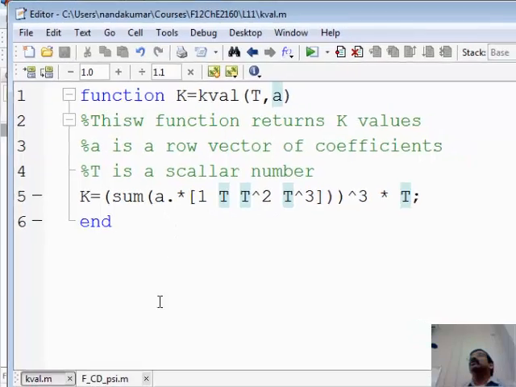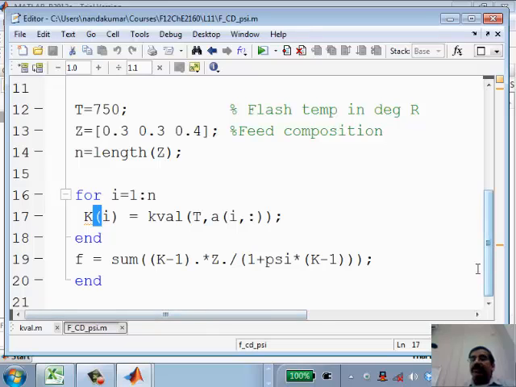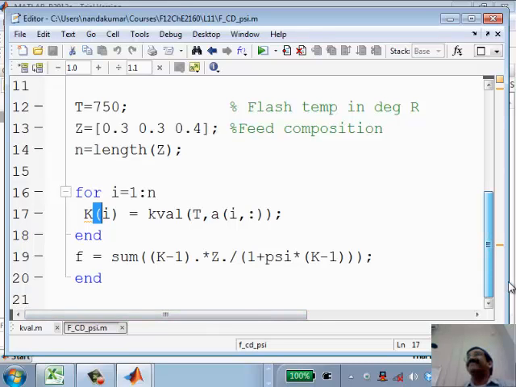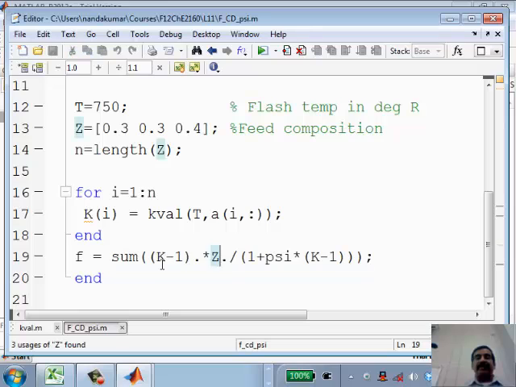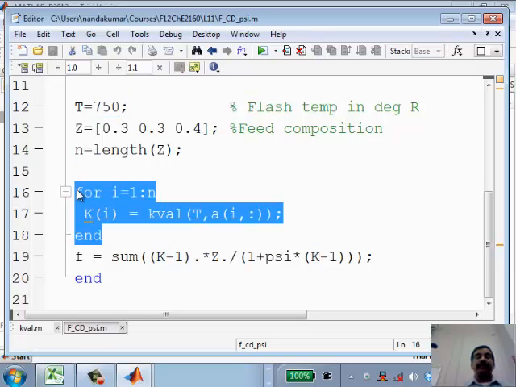So now I have written a function that calculates the Rachford-Rice equation. By the time I come to line 19, I have defined Z, I have calculated the appropriate values of K at that temperature 750 by adding this piece of code. Instead of a line where I say K equals 231 or whatever, I have added this piece of code, which is in modular fashion, meaning it will call another function, get the numbers, build the array K, and then use it to calculate F.